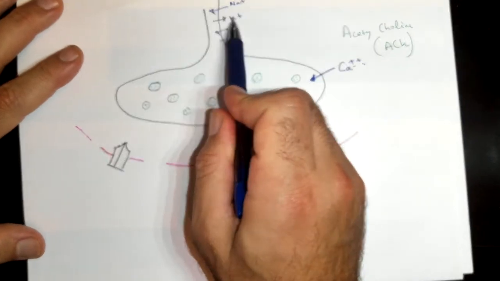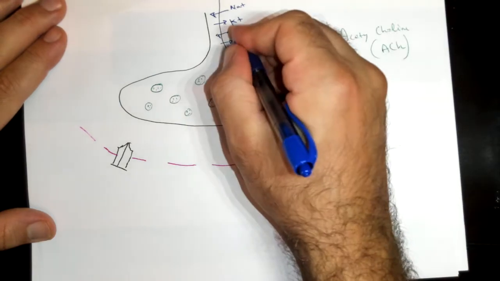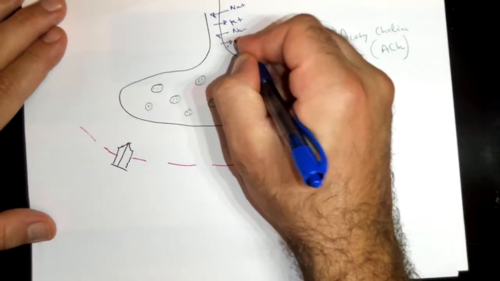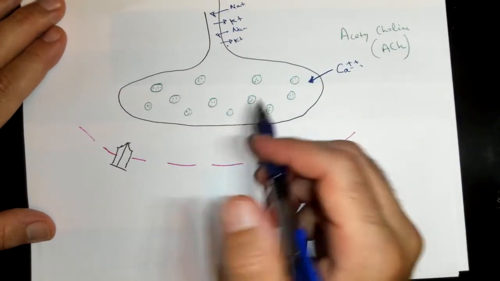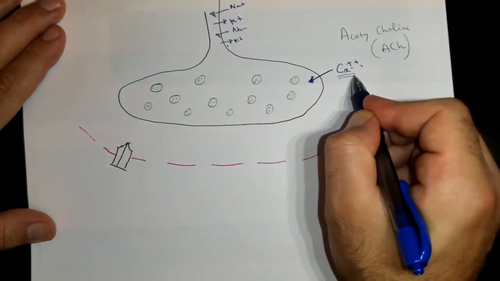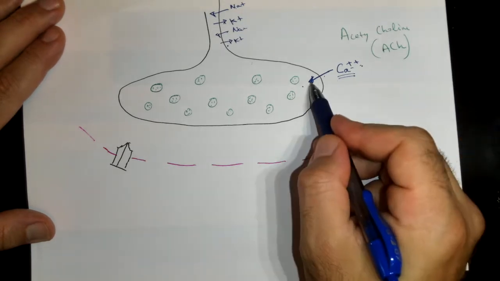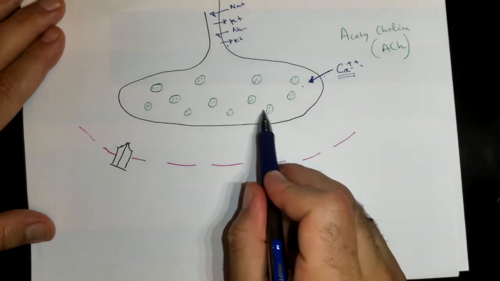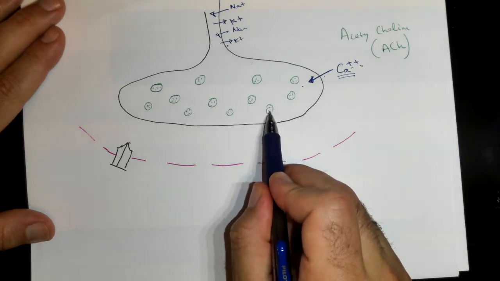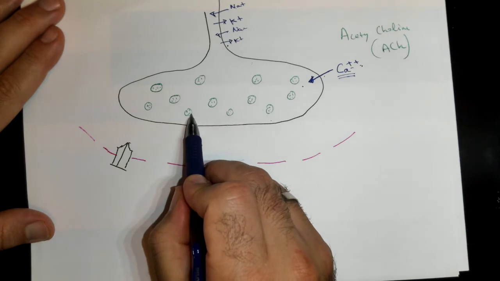Sodium goes in, potassium goes out. But then once we get to the synaptic end bulb, it is calcium that simply goes in. But when calcium goes in, this is going to cause the release of the acetylcholine from these vesicles.